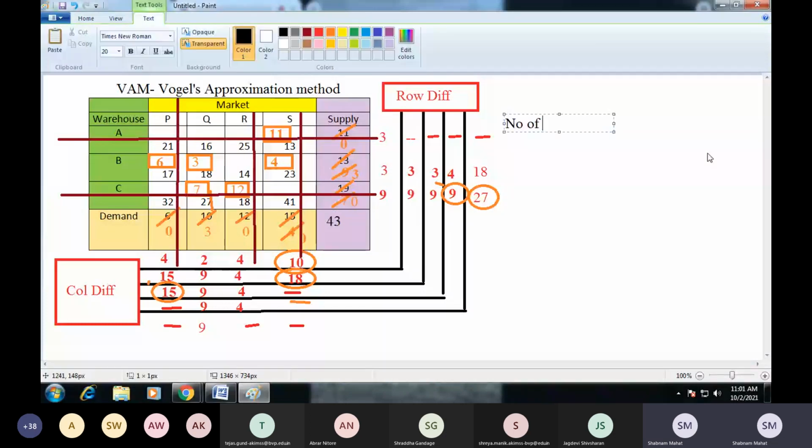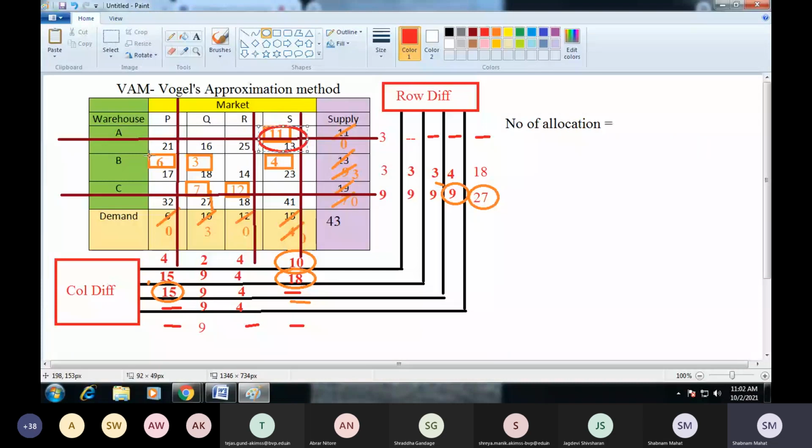Okay, so now the number of allocations. This is my first allocation, second allocation, third allocation, fourth allocation, fifth allocation, sixth allocation. So the number of allocations is 6. Write down 6 here.